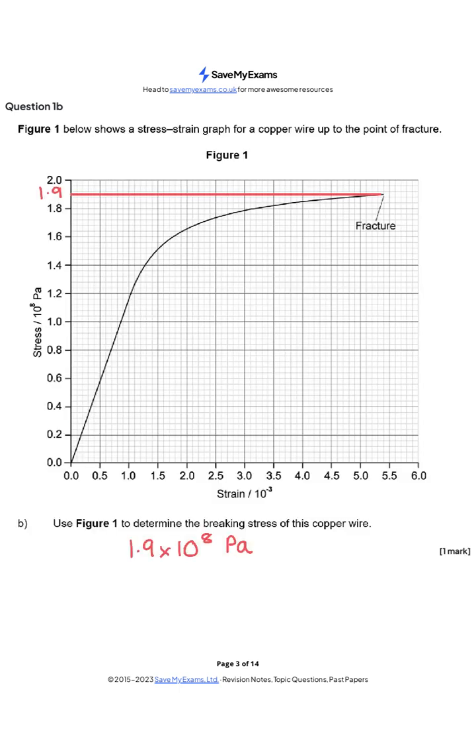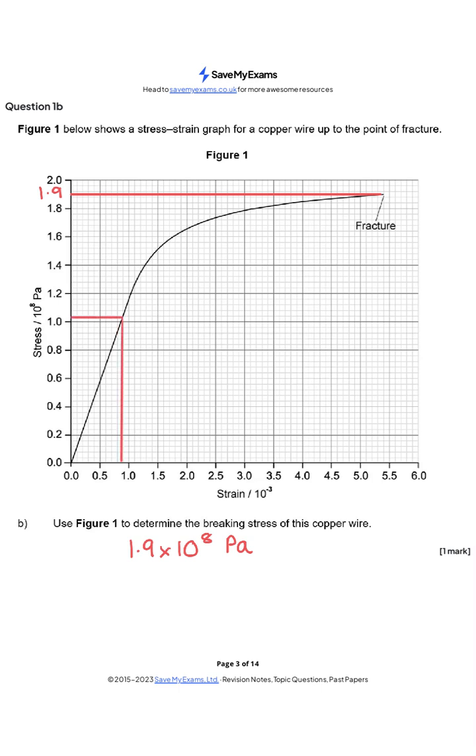Question 1b, we have a stress-strain graph for a wire up until it fractures, and we need to determine the breaking stress of this copper wire. So this is where the wire breaks, where it fractures. I've drawn a line from the fracture point over to my y-axis where the stress is, and it hits at 1.9. But if you spot here, the stress is in 10 to the power of 8 pascals. So our answer is 1.9 times 10 to the 8 pascals. Unfortunately, you wouldn't get the mark if you forgot the times 10 to the 8. So always make sure you're checking for your units in your labels on your axes.